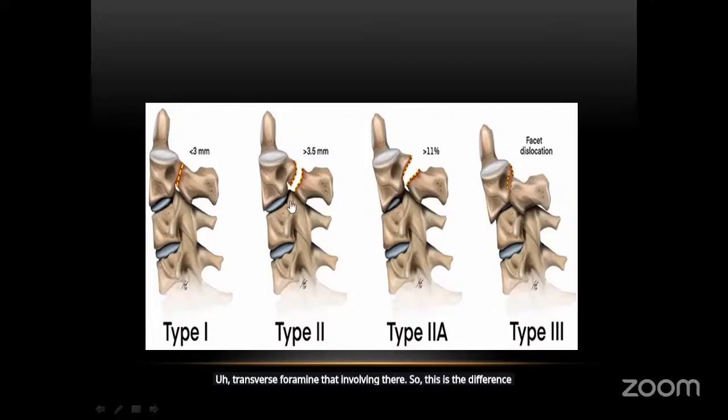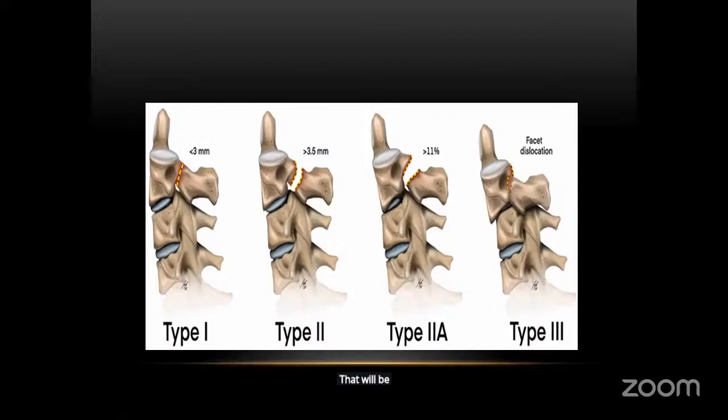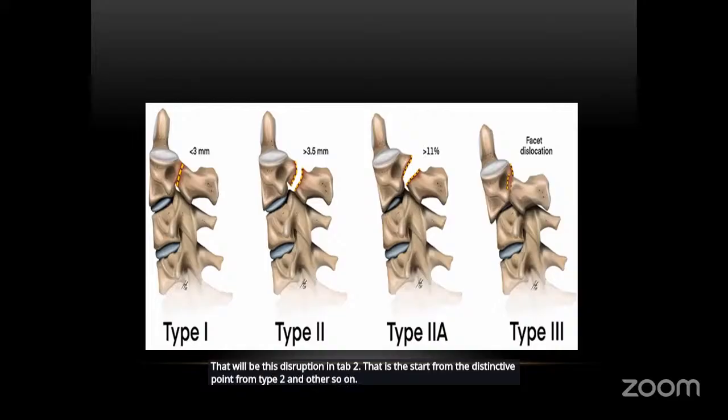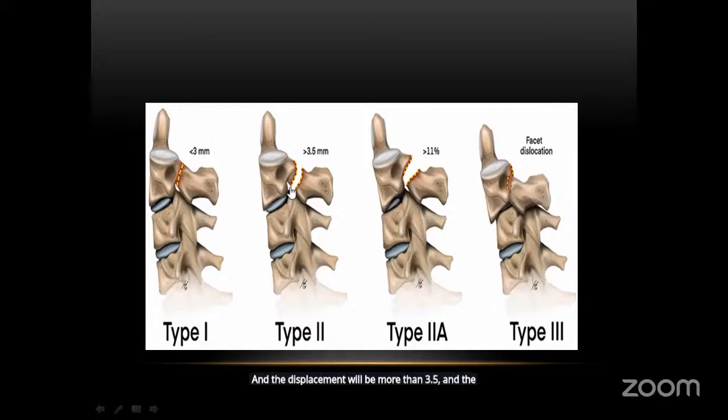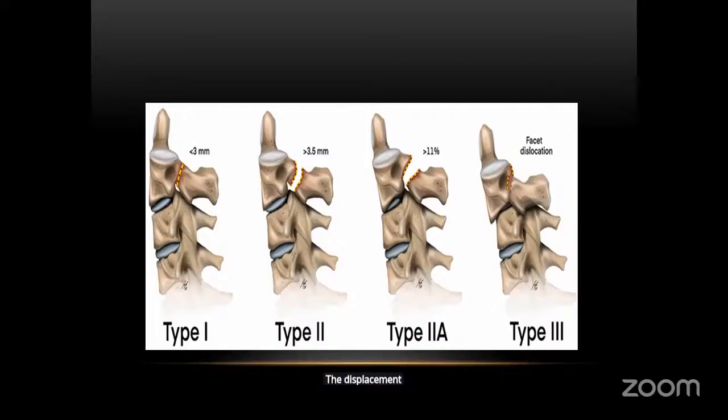In type 2, there is a fracture and there will be disc disruption. That is the distinguishing point of type 2 from the others. The displacement will be more than 3.5 mm, and the angulation is not too important in type 2. The displacement is significant in this one.